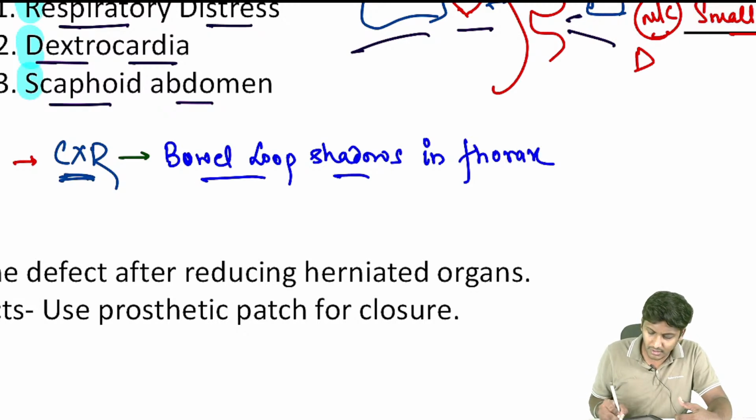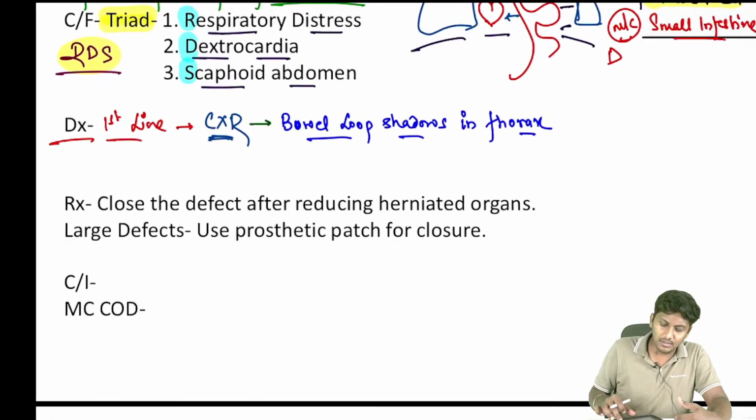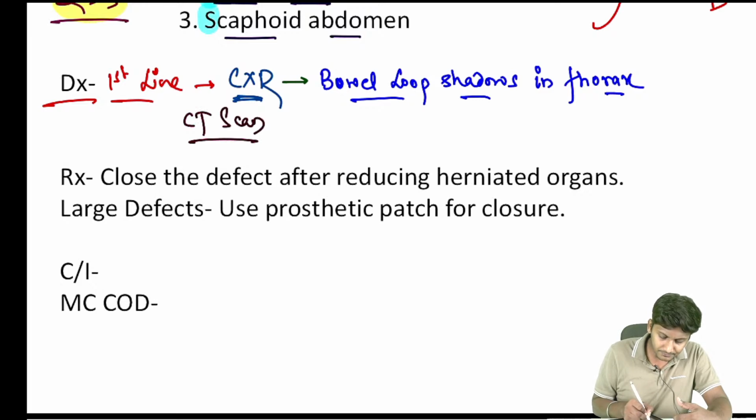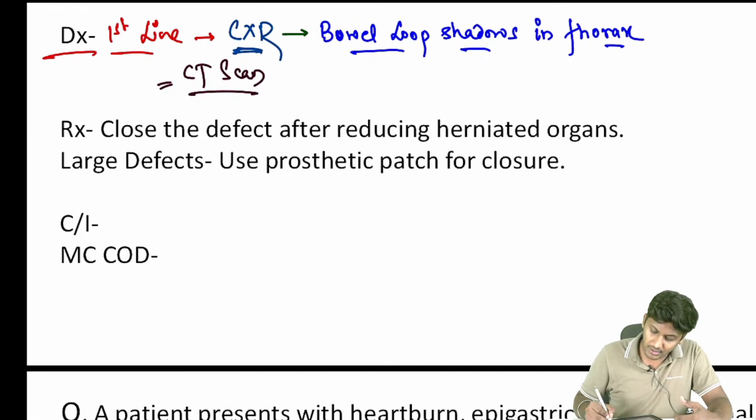No issues with this, anybody? Bowel loop shadows in the thorax will be seen in the patient. Okay? For confirmation, we can even go for a CT scan further. For confirmation, I can go for a CT scan. Okay? That has to be done.